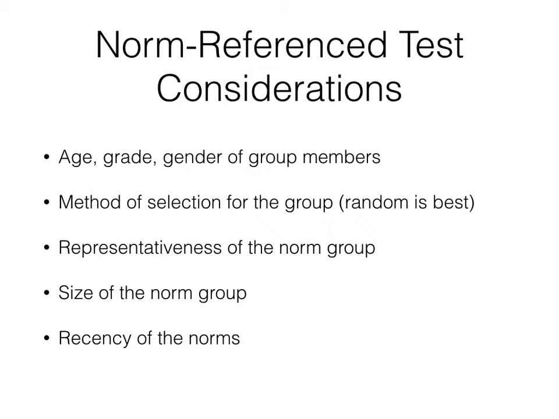So when we talk about norm reference tests, it's important to consider the age, the grade, the gender of the group members. So consider who was in that normative sample or that normative group. The method of selection for the group, it's considered best for there to be a random selection. Look at the representativeness of that norm group. Again, making sure that there is an appropriate and realistic representation of all types of individuals from various backgrounds in that normative group. Typically, the larger the size of the norm group, the better, and the recency of the norms.